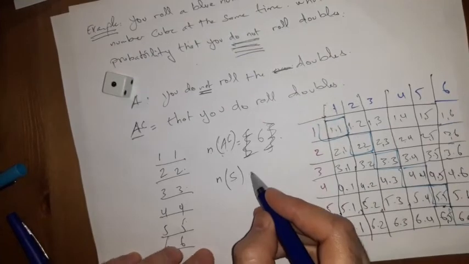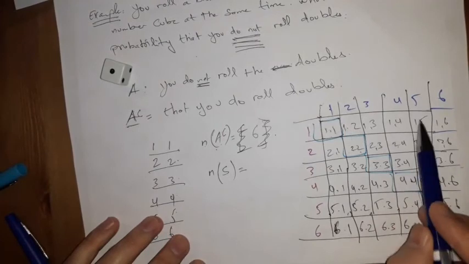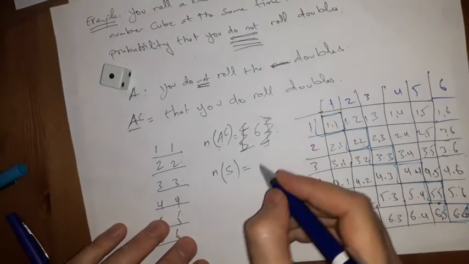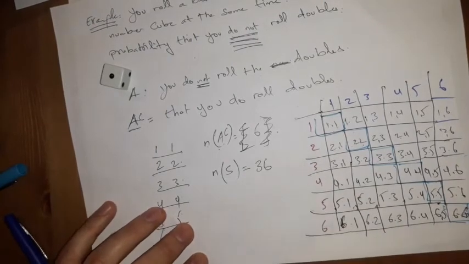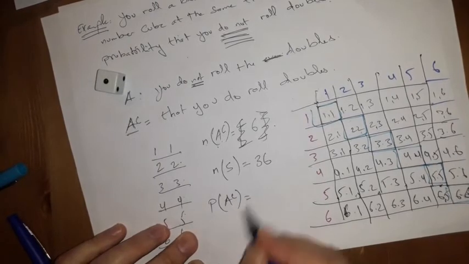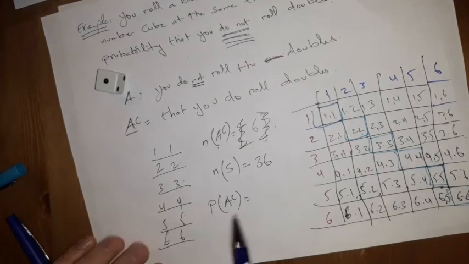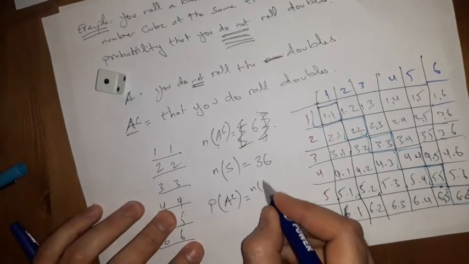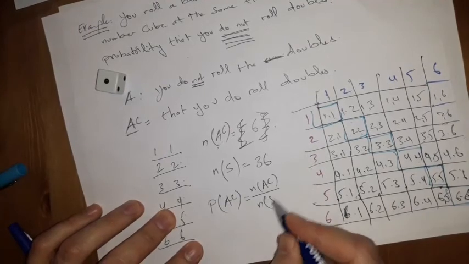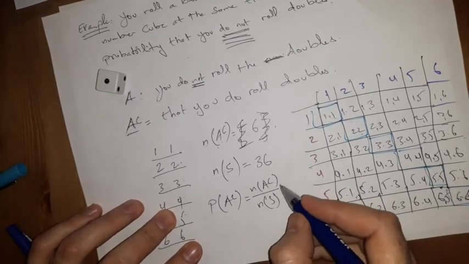How about now the sample space? Sample space is all those elements. So 1, 2, 3, 4, 5, 6 for the first die, and 1, 2, 3, 4, 5, 6 for the second. So 6 by 6 is 36 elements. So now the probability of the complement of A, which is that you do roll double, is N of the complement of A over N of S, right? Which is 6 over 36.